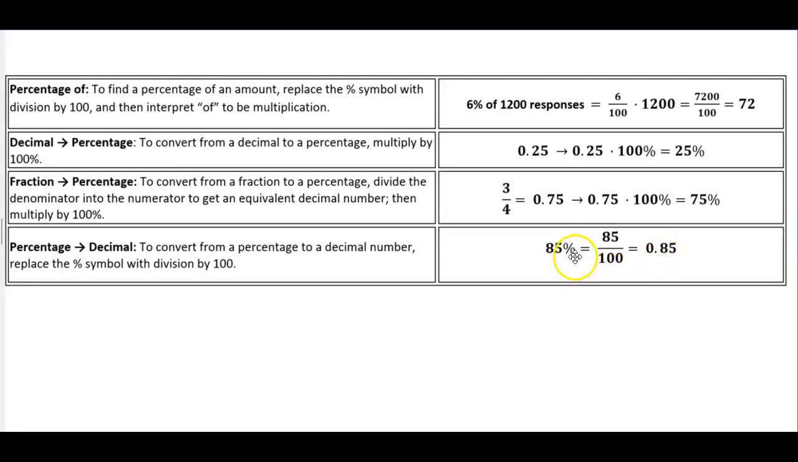Another way of looking at this is converting a percent to a decimal. We can move the decimal place to the left twice. So technically the decimal is in front of the 5, move it to the left twice, which gives us a decimal of 0.85.